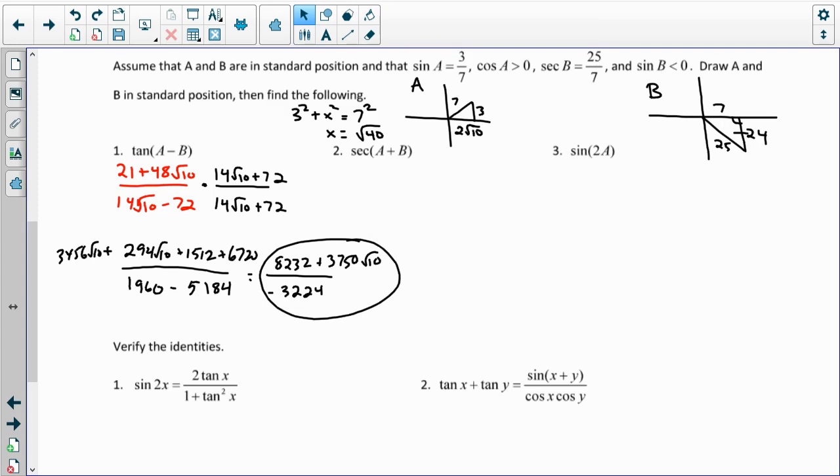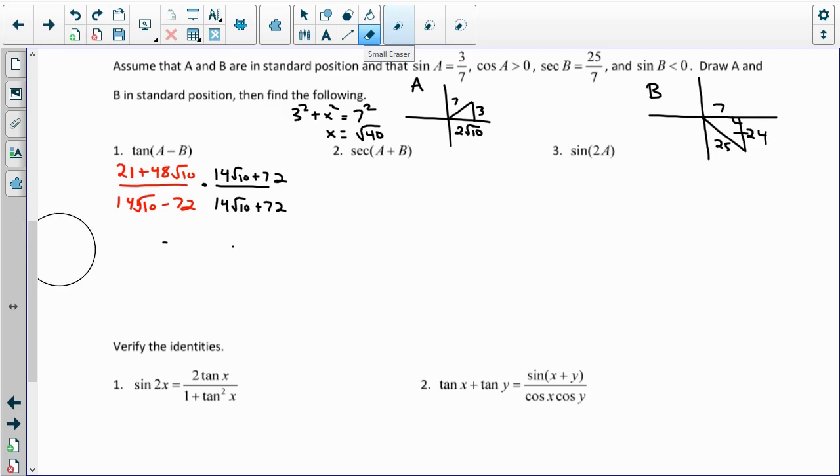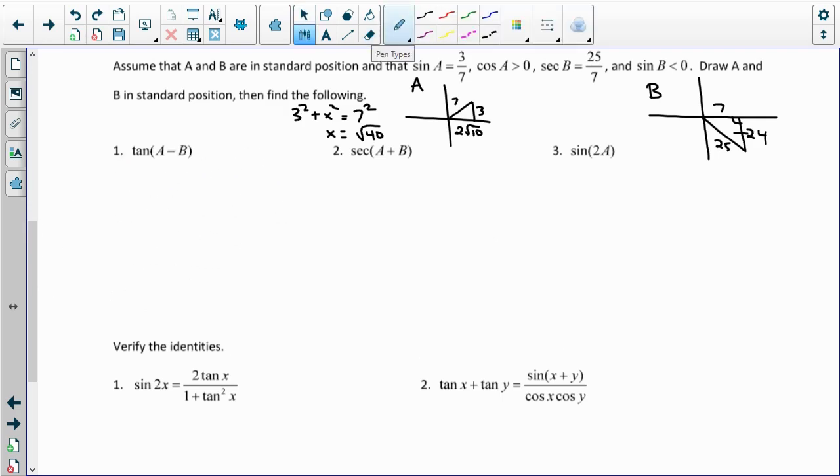Okay, secant of A plus B, the easiest way to do that, and if you need to go back and look at that, rewind the video. Secant of A plus B is going to be cosine of A plus B, and then take the reciprocal of that when you're done. So cosine of A plus B, cosine coalition changes the sign.